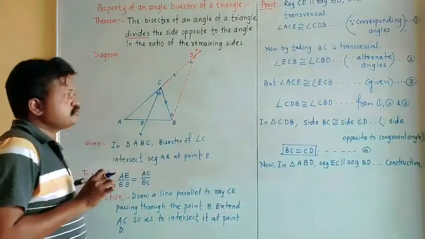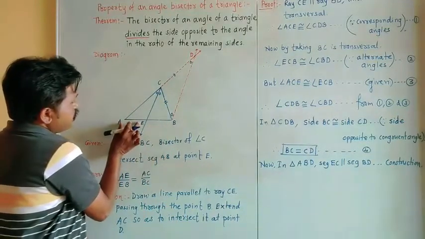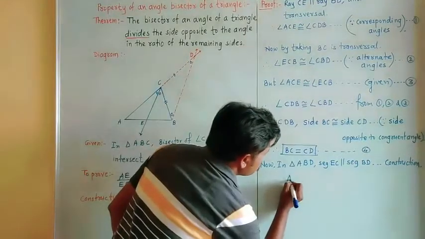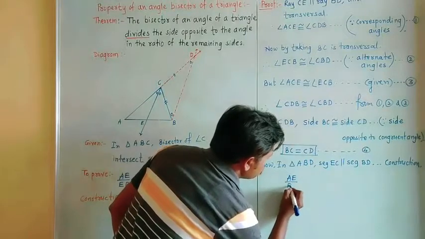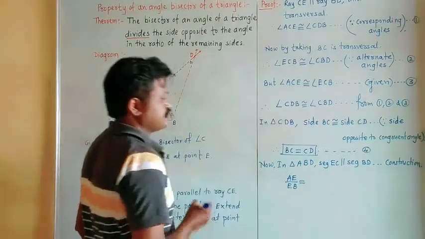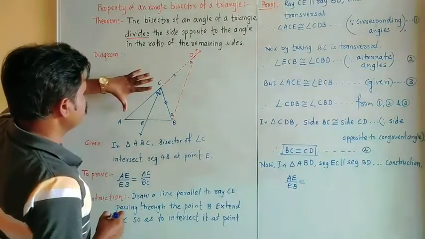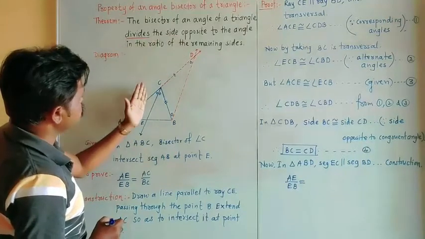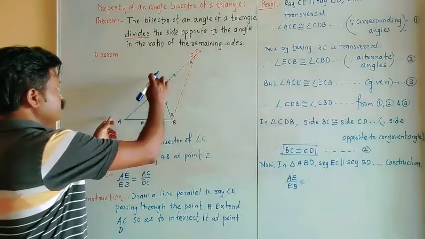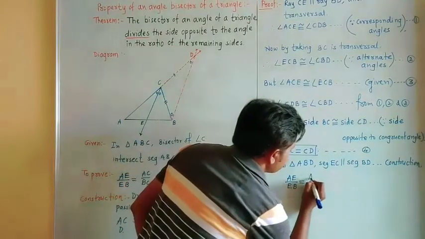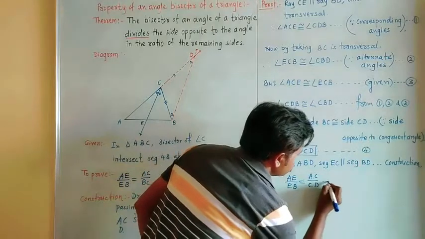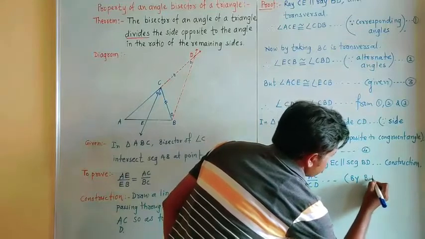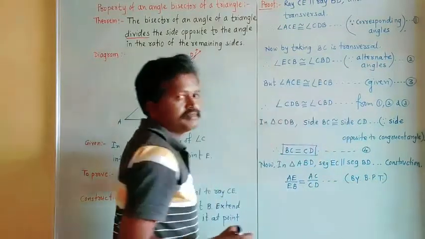And by the basic proportionality theorem, what do you write here? AE upon EB is equal to, what do I write here? AC upon CD, because EC is parallel to BD. By BPT.